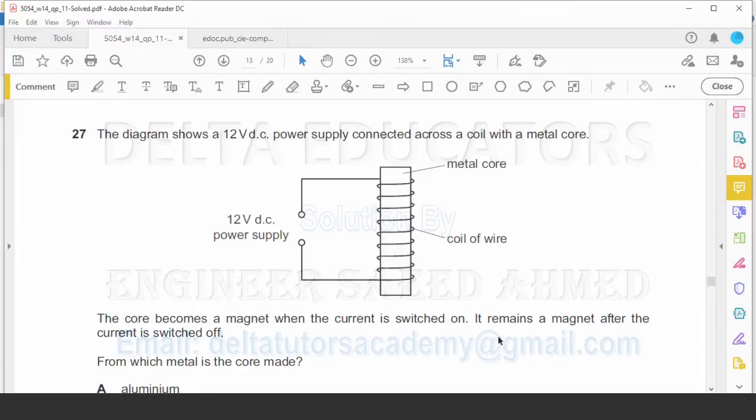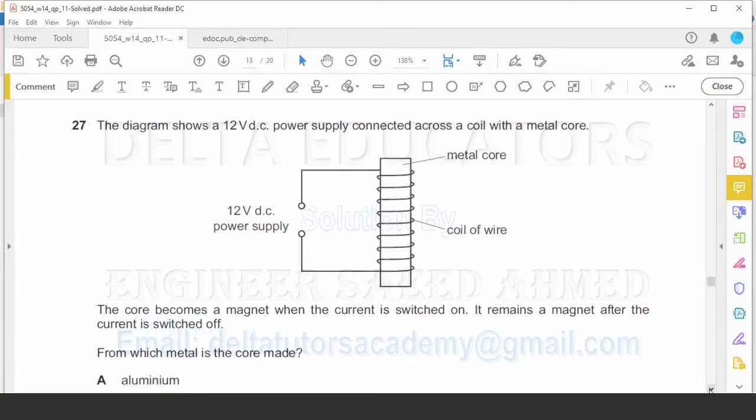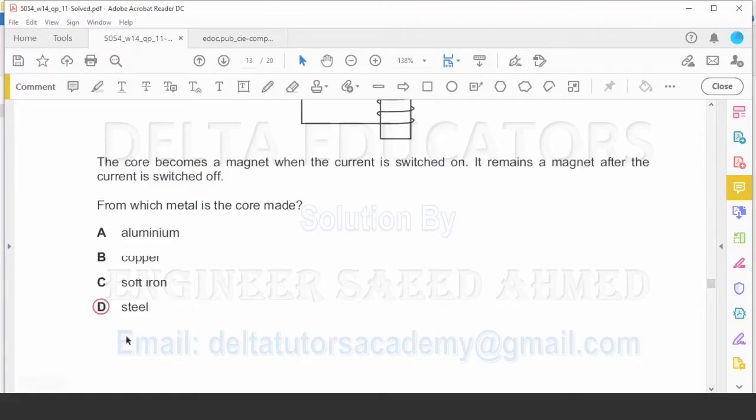It is given here it remains a magnet after the current is switched off. It means it is a permanent magnet. So it should be made from steel. Now we will check the options. In option D, it is given steel, so our correct option is option D.